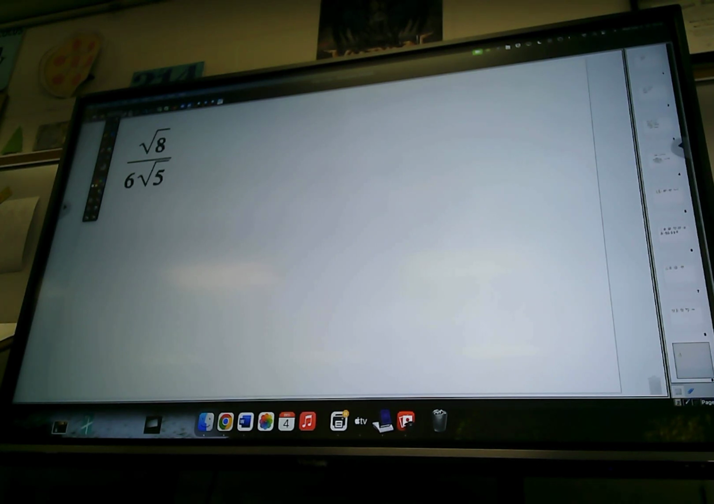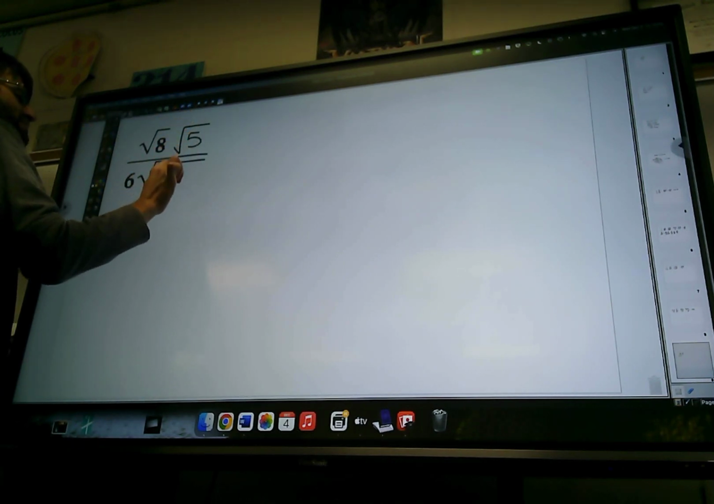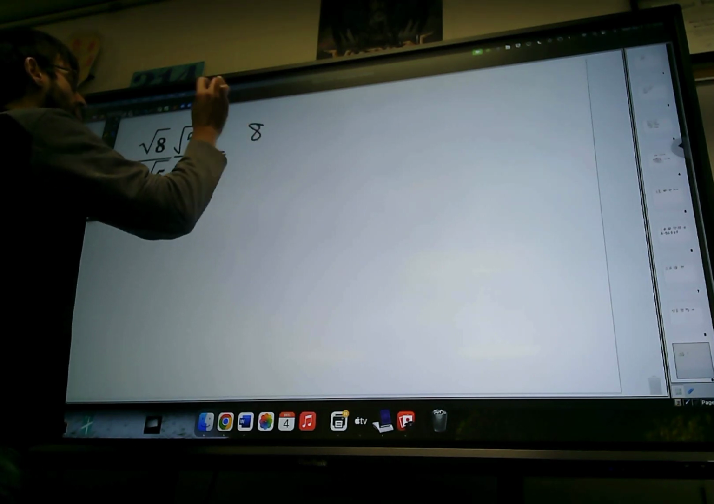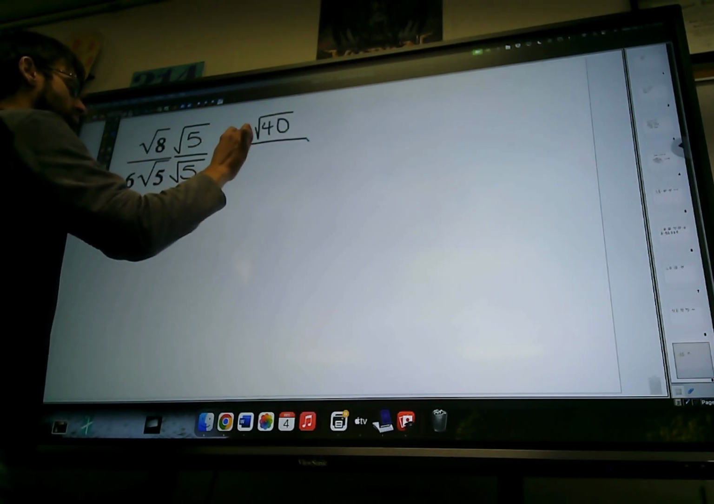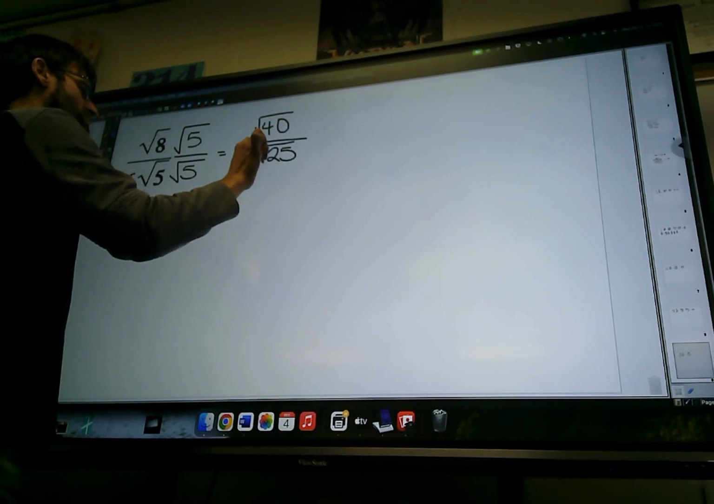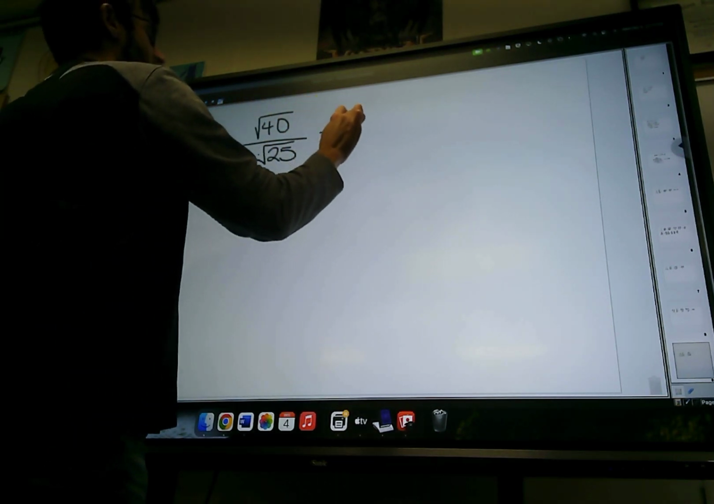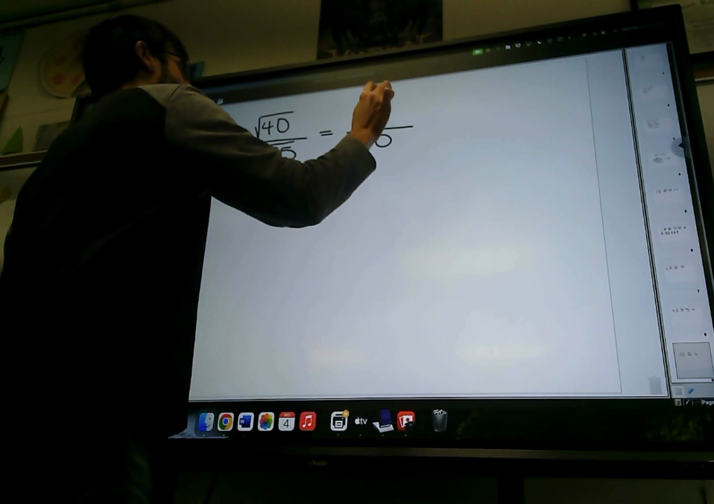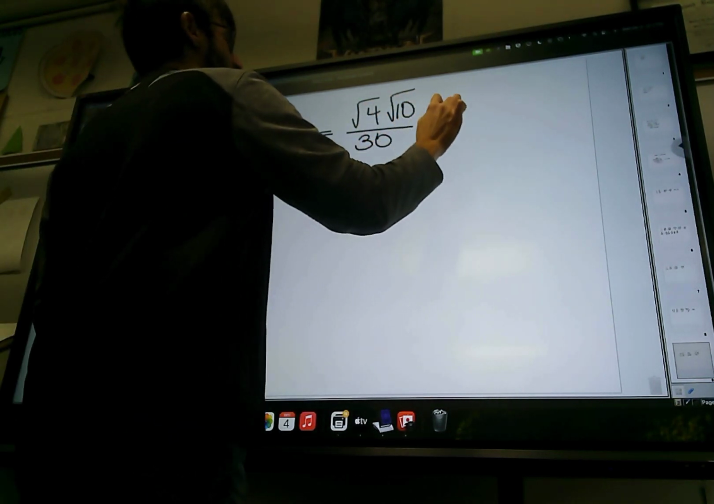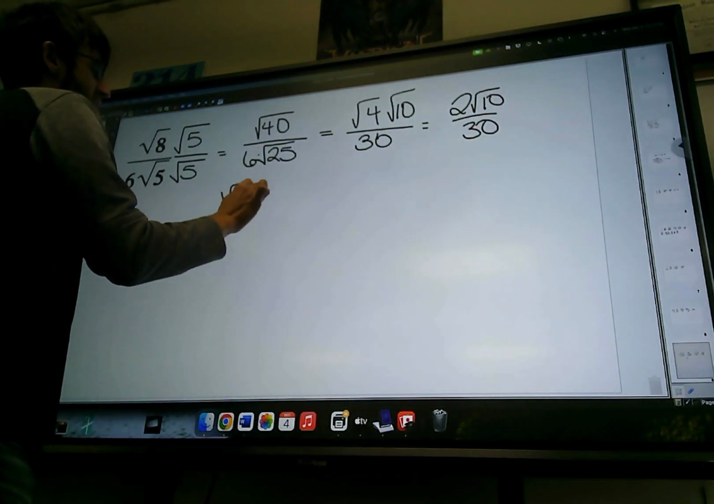Again, if there is a number and a radical on the bottom, all I'm going to do is multiply by the radical. Square root of 5 over the square root of 5. I'm going to have square root of 40 over 6 square root of 25. That's going to be 30 on the bottom, 6 times 5. And I could break the square root of 40 up into the square root of 4, square root of 10. So that is 2 square root of 10 over 30, which reduces to the square root of 10 over 15.